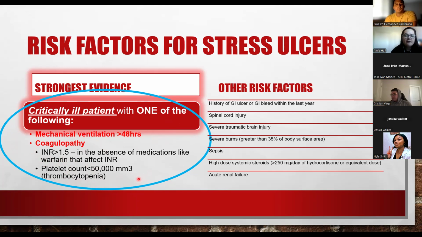Other risk factors that have been considered for stress ulcers are a history of a GI bleed or a GI ulcer within the last year. If you've had one, you're likely to be susceptible to that. Spinal cord injury, severe TBI, severe burns greater than 35% of the body, sepsis, high dose steroids, or acute renal failure. But the criteria with the most evidence is that they're critically ill with one of these. So this is what I want you to remember for the exam.